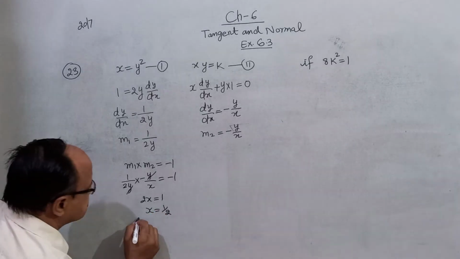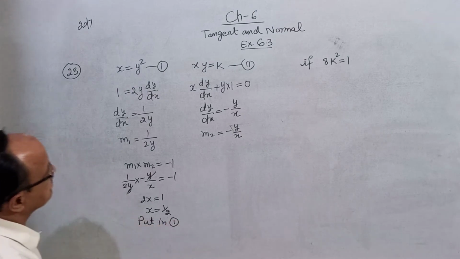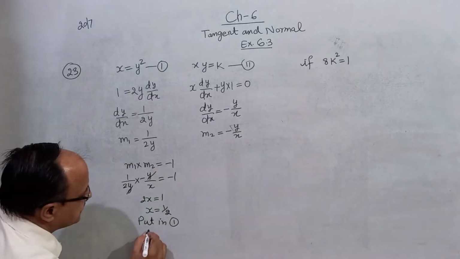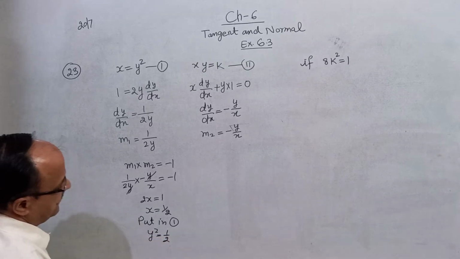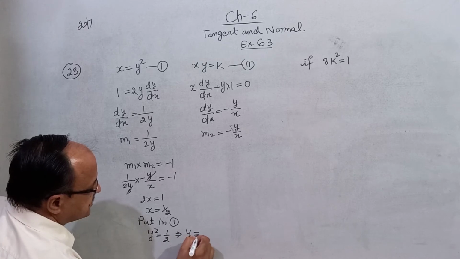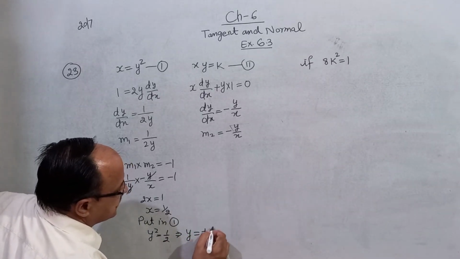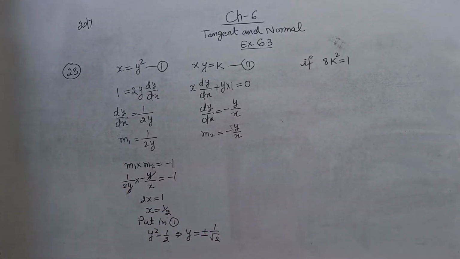And put it in the first equation. When you put the value of x in the first, then y square is equal to 1 by 2. And therefore, taking square root on both sides, y is equal to plus minus 1 by root 2. Correct? This is the value of y.